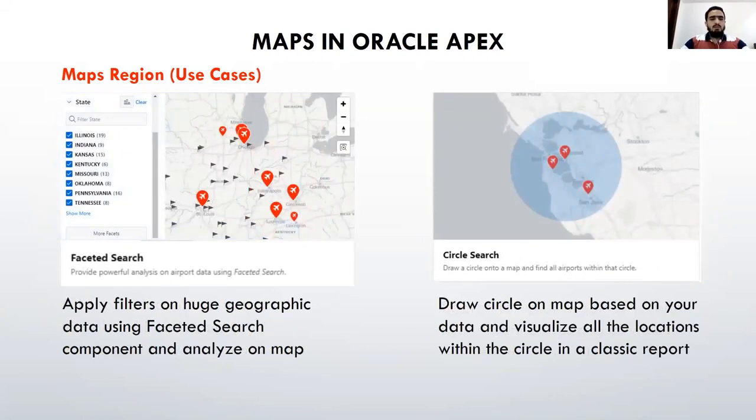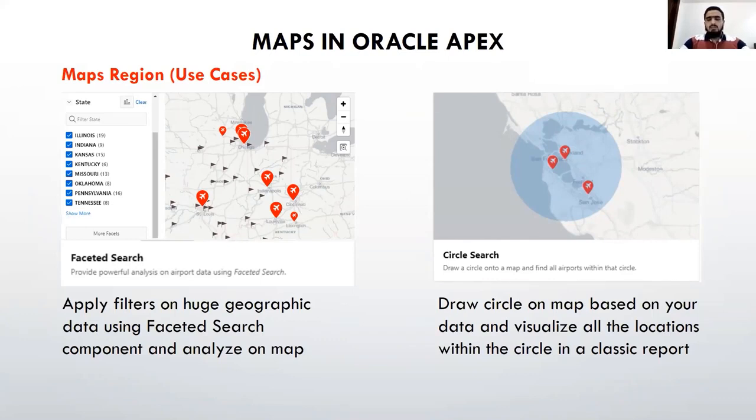The next one is how to integrate faceted search with our map component. If we have very huge geographic data, for example, the number of airports in a country or in a specific region in the map, and we want to apply different types of filters on that data, we can use the faceted search component. Based on the search criteria applied in the faceted search, we want to show our geographical data in the map. It's very easy. It's only within clicks that we can achieve this functionality.